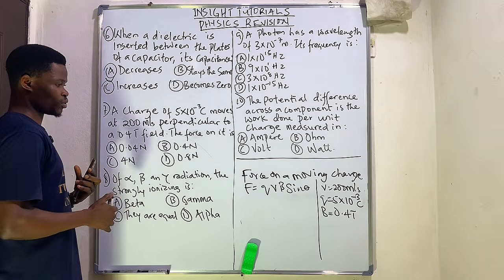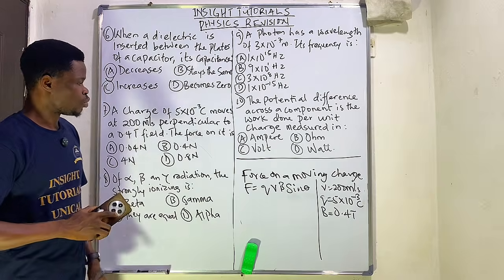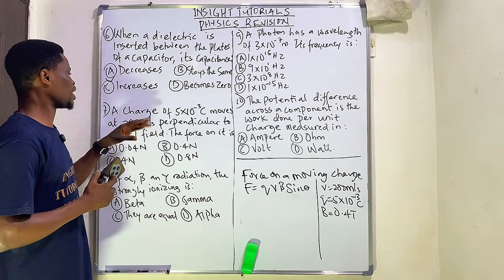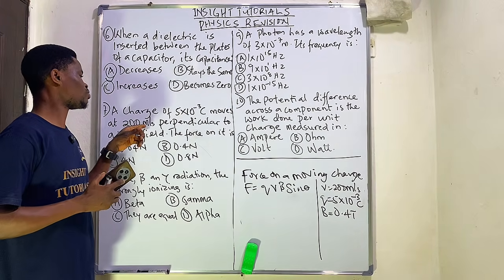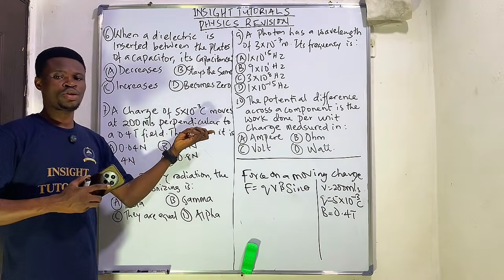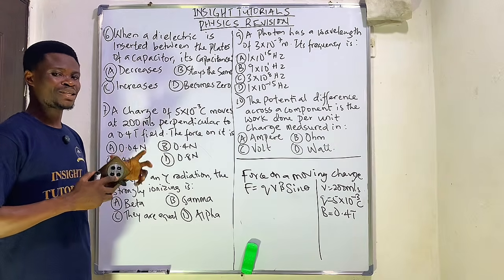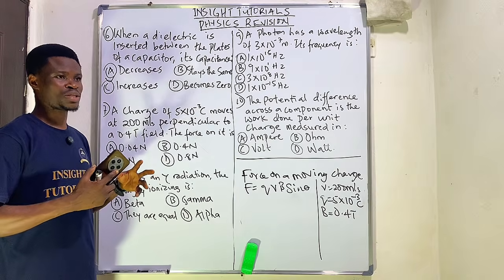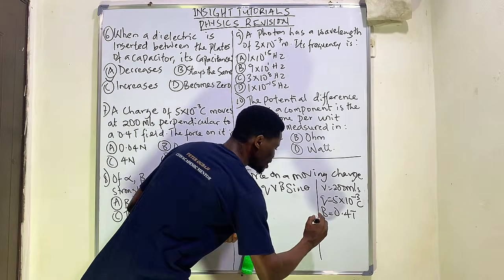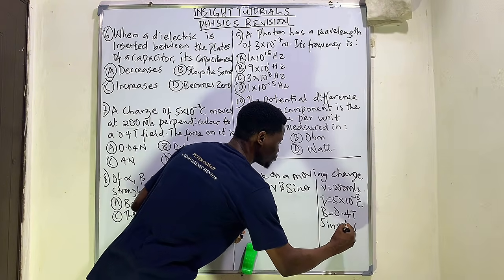We are looking for the force. Now, what you need to know is what will be our angle? What should guide you in questions of this manner? If the charge moves at 200 meters per second perpendicular, when it moves in a perpendicular manner, it means that the force is maximum. That's to say that the angle is at sine 90. And sine 90 is equal to 1.